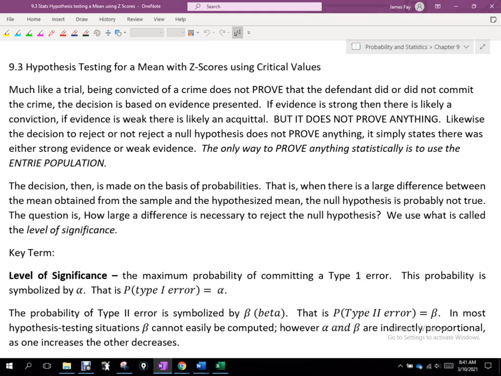The decision that we make is based solely on evidence, okay? That's what happens in a courtroom. When I was growing up, one of the biggest court cases was O.J. Simpson, okay? Have you guys ever learned anything about O.J. Simpson?